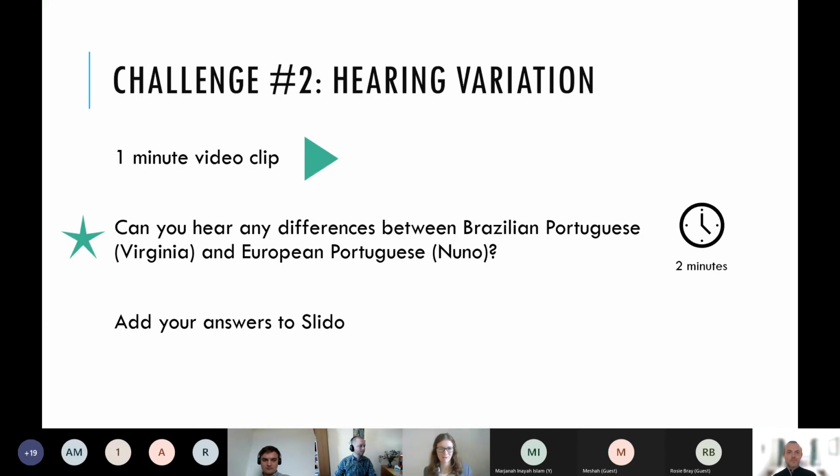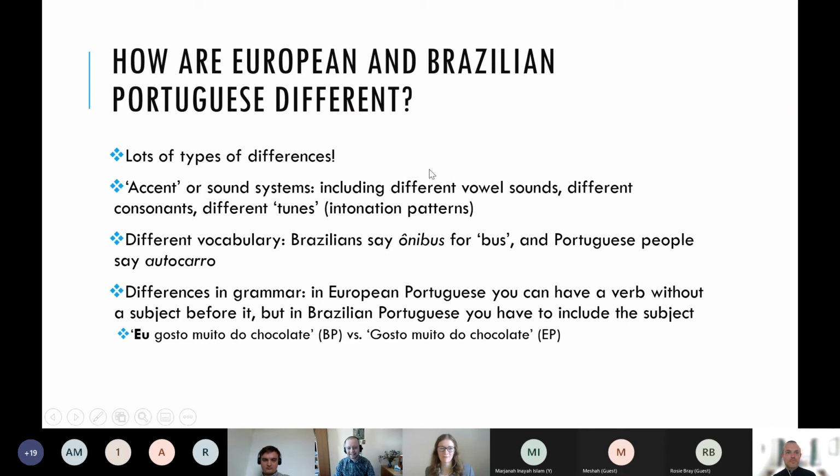And I know I'm running out of time, but I've got some ideas on how European and Brazilian Portuguese are different. There are lots of types of differences. We've just talked about the accent or sound systems with different vowels or different consonants and maybe different tunes, intonation patterns. So someone said that the Brazilian sounds more melodic. Yeah, it might have more variation between the highs and lows in pitch.